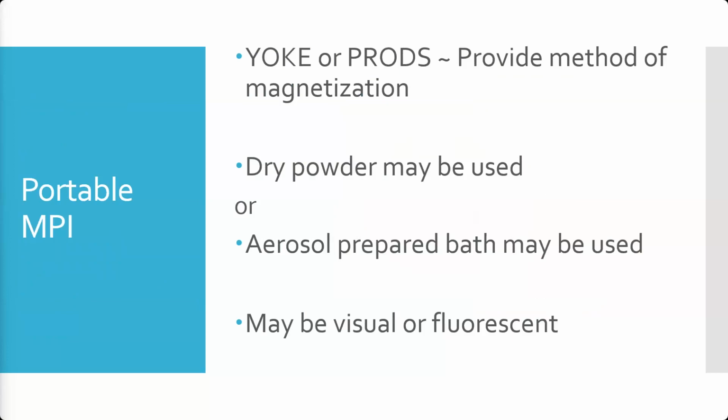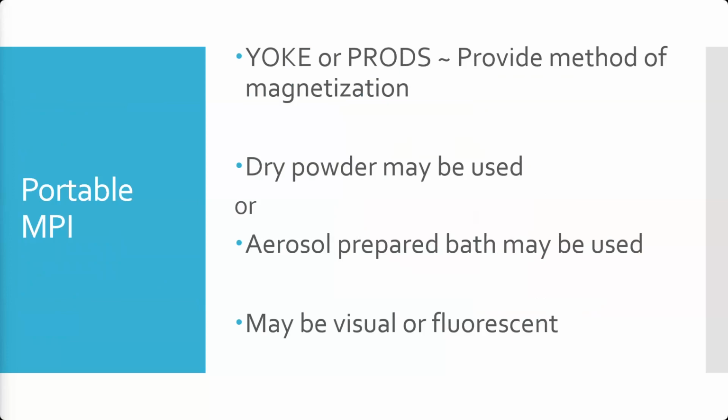So these can be visual or fluorescent. With our test bench, we're typically always using fluorescent particles just because we're in a controlled environment. We can shut the lights off. We have black lights available. When we're doing this out in the field, we don't always have that luxury. Sometimes we can. Sometimes we can dim it or put up a tent type area.